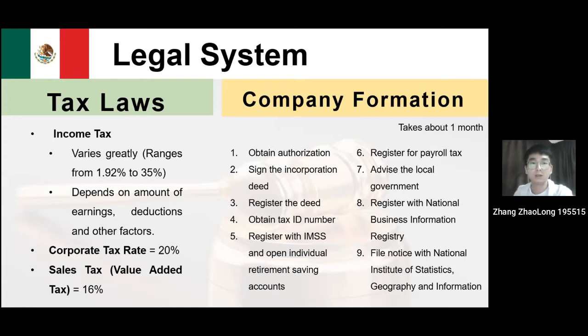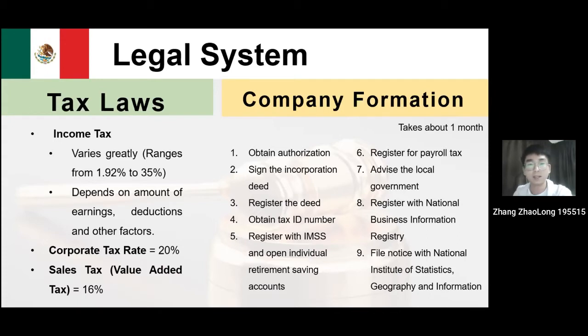The various grades range from 1.92% to 35%. It depends on the amount of your earnings and other factors. And next is the company formation.